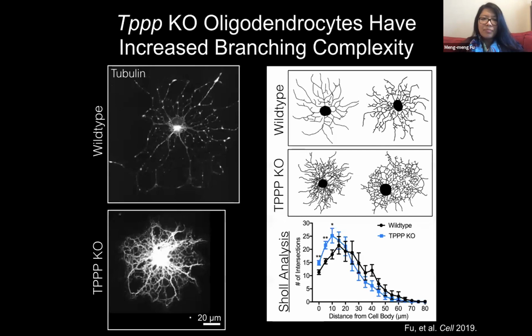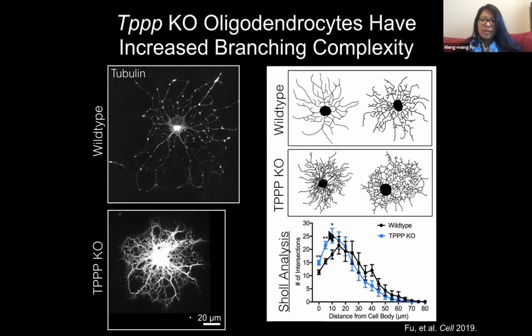And here I'm showing you endogenous staining of tubulin or microtubules. And what you can see of the wild type cell is that it has this very stereotyped ramification structure, whereas the TPPP knockout cells appear to be very disorganized with many overlapping branches. And if we quantify them using Sholl analysis, we can see that especially at proximal areas that are near the cell body, these TPPP knockout cells actually have a lot more branches than the wild type. And what we think that this is indicating is that the centrosomal population of microtubules that are being formed in the cell body are trying to compensate for the more distal microtubules. And so this is why we see an increase of branches near the cell body.